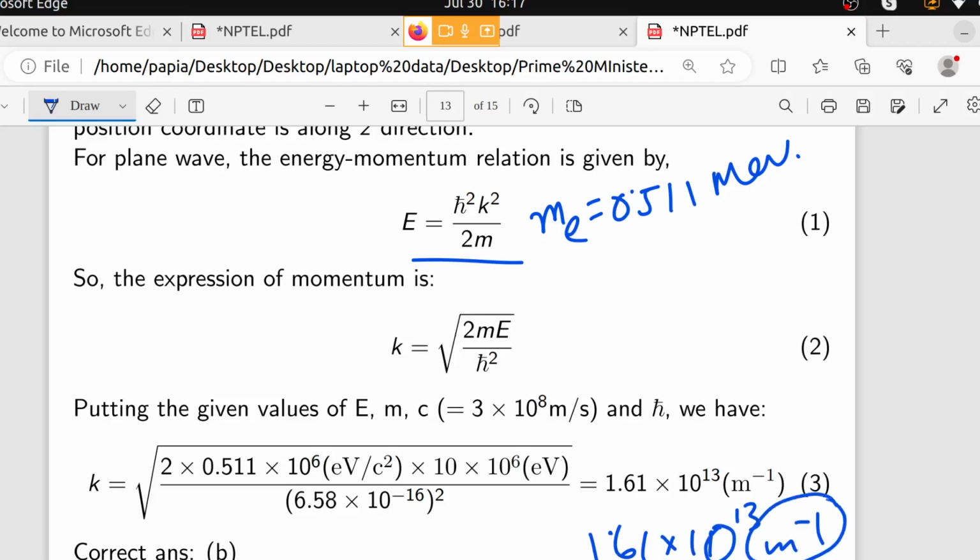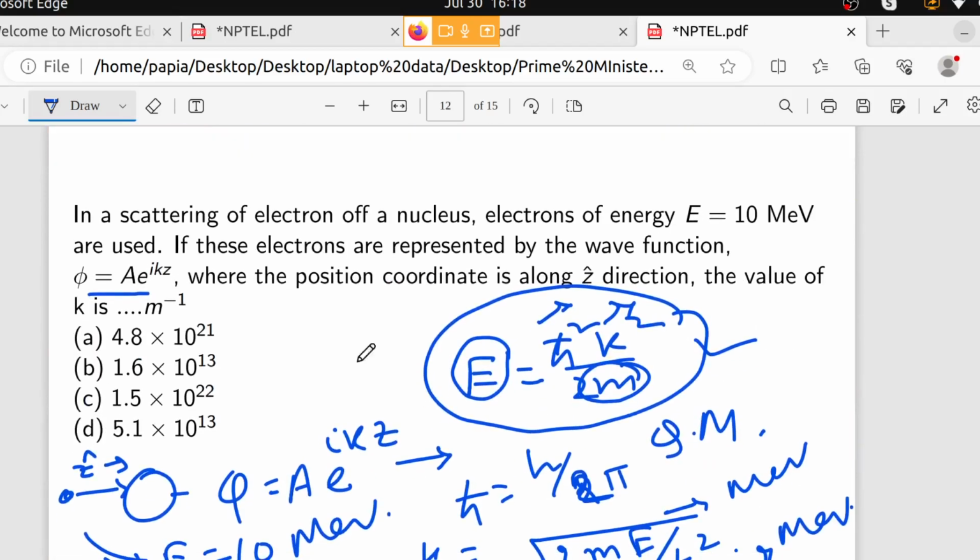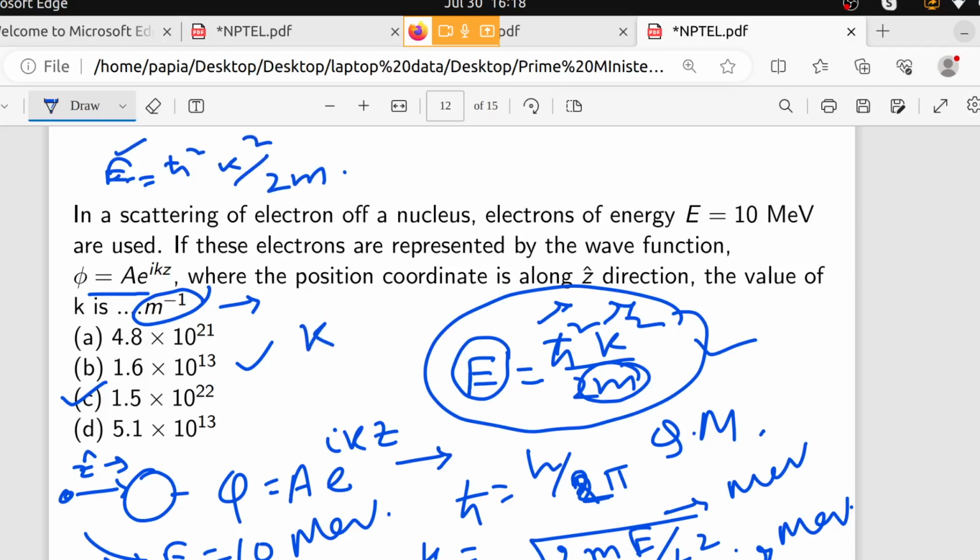Just be careful about the unit so that we get the correct one. You can see that the correct value is 1.6 into 10 to the power 13, and it is already given in the meter inverse unit. Just using the expression that E equals h bar square k square divided by 2m, we put in the E value and m value, and then we get the k value here.